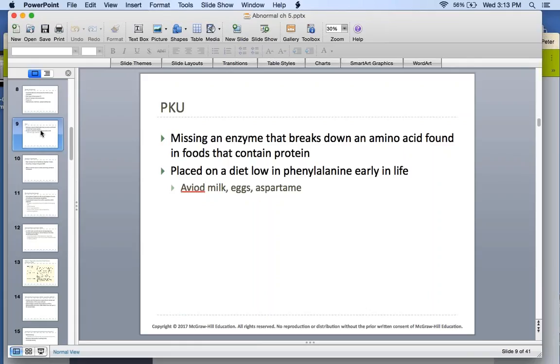So we find that if these children are placed on a diet low in phenylalanine early in life, then they do not develop intellectual disability. If they are not placed on this type of diet, then they do develop intellectual disabilities. So basically, they need to avoid things that are high in protein. So they avoid milk, they avoid eggs. And interestingly, they also have to avoid aspartame, which is a fake sugar, right? It's a sugar substitute. So I always think it's an interesting one that they have figured out.